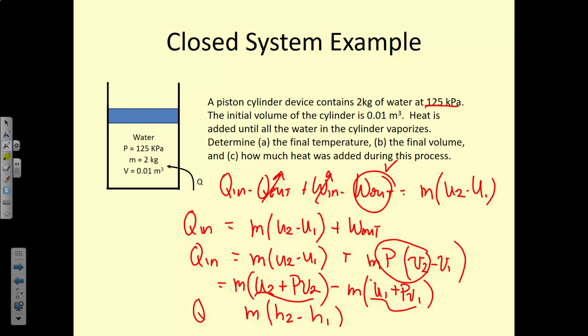So Q in is just equal to the mass times H2 minus H1, and if we look up the values for that from the table, using our H2 is the h sub g value, and H1 we have to calculate using our quality. I'll leave that to you to do. We get 4,321.56 kilojoules.